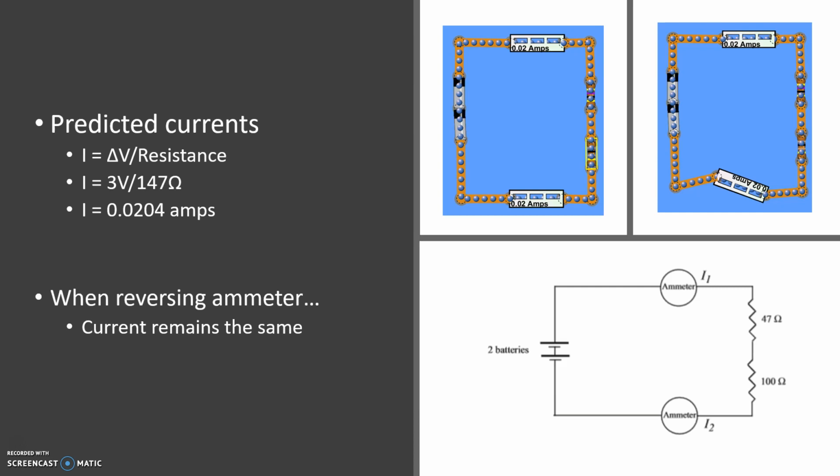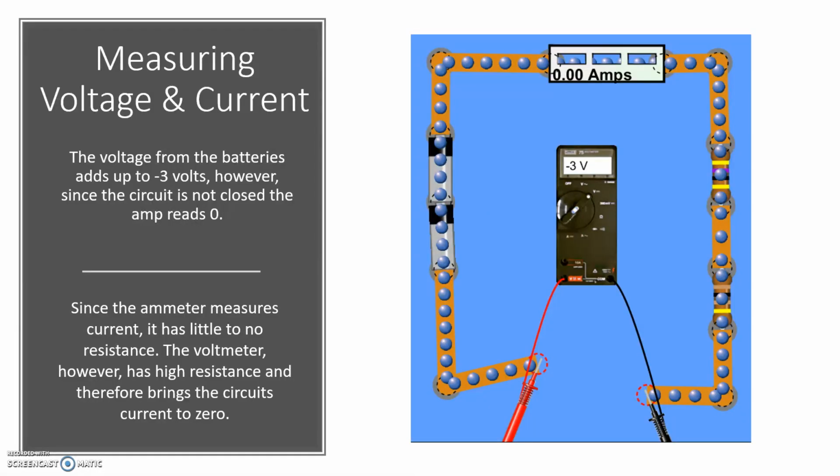To start off this lab, we looked at the circuit, as you can see in the bottom right of the screen, with 2 batteries, 2 ammeters, and 2 resistors. To predict the current of the circuit, I used the equation delta V over resistance and found that the current is going to be 0.02 amps. Using the virtual kit for the circuit online, I found that this current is correct. When reversing the ammeter, as seen in the second photo, the current remained the same.